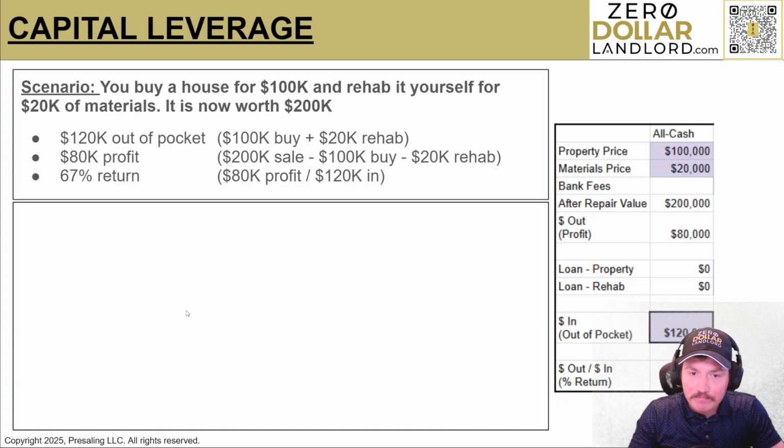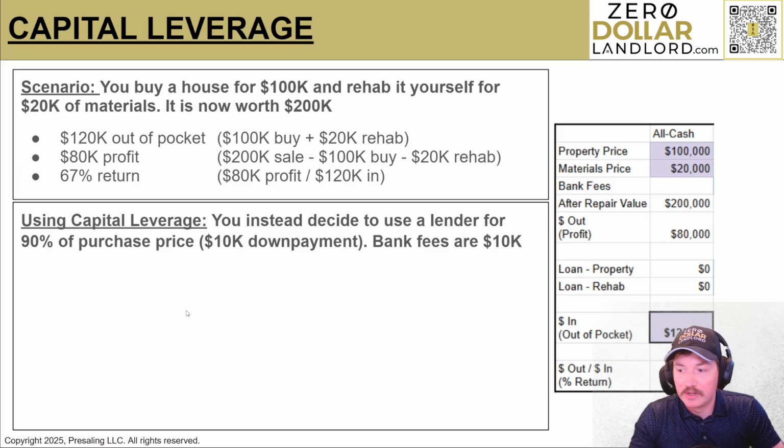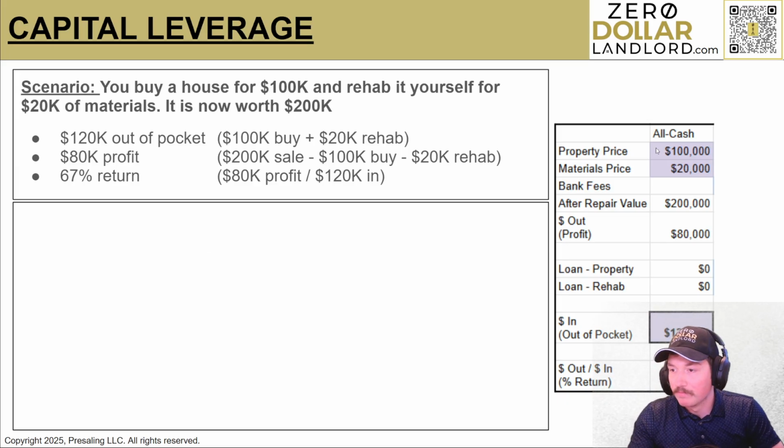If we're using capital leverage, though, it gets a little different. And first, I want you to look on the right side of the screen here. We've got a little equation here. 100K in, 200K after repair value, 80K profit. There is no loan, so we're calling it zero. So that's 120K out of pocket. And then that's profit over money in, which is going to be 67%.